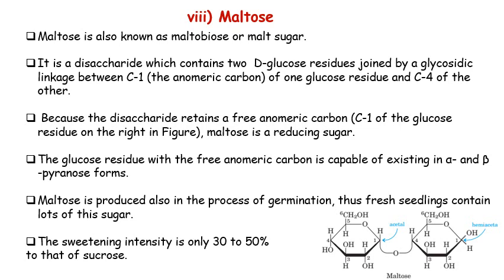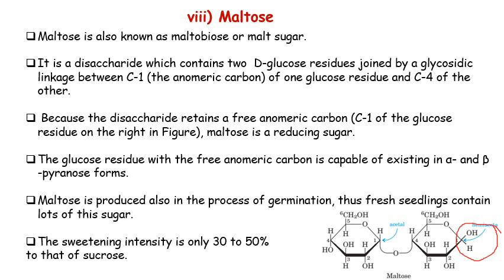Because the disaccharide retains a free anomeric carbon, carbon number 1 of the glucose residues on the right side of the figure. If I can show you here, this one that I encircle right now, this carbon remains free. So that is why maltose is a reducing sugar, and the glucose residue with the free anomeric carbon is capable of existing in alpha and beta pyranose forms.